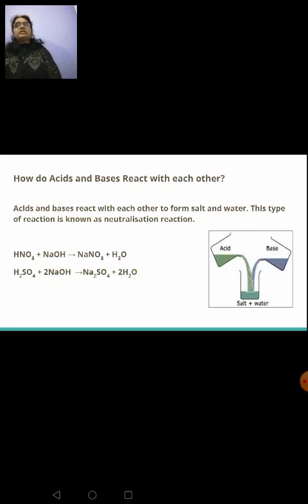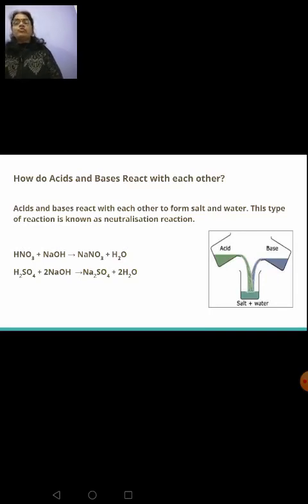So your stomach secretes hydrochloric acid. When that becomes excess, you suffer from this problem. In order to neutralize the effect of this acid, you take an antacid like your Digene syrup, your Gelusil syrup and all, which contains magnesium hydroxide, to neutralize the effect, and you get relief from the problem of acidity.